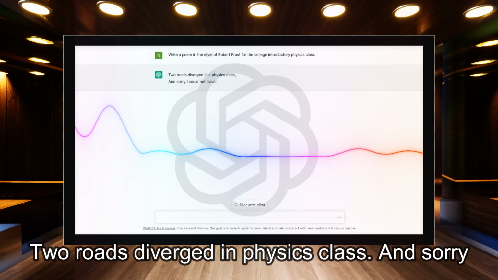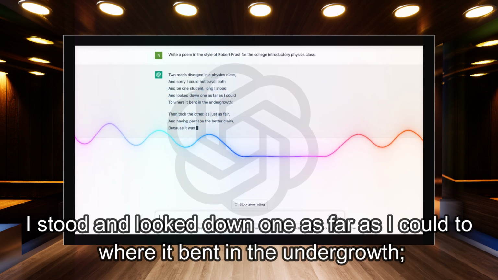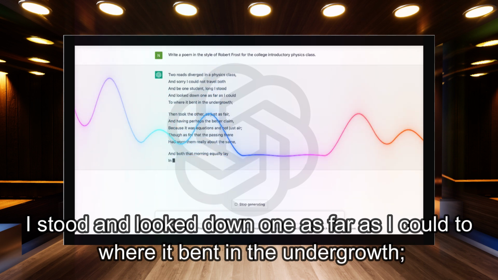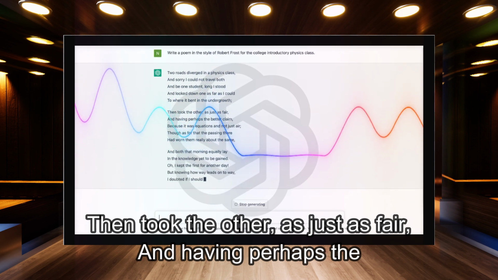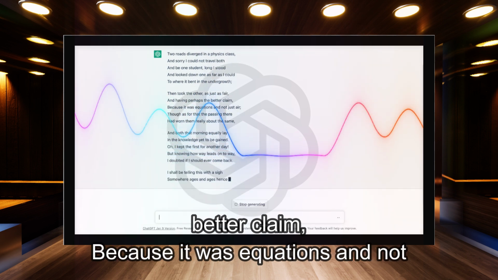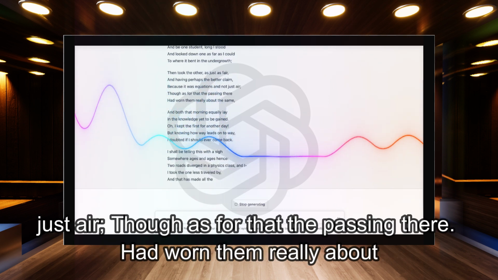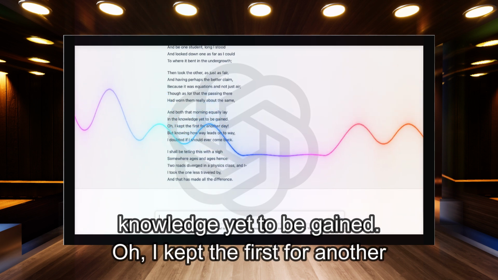Two roads diverged in a physics class, and sorry I could not travel both, and be one student, long I stood, and looked down one as far as I could, to where it bent in the undergrowth. Then took the other as just as fair, and having perhaps the better claim, because it was equations, and not just air, though as for that, the passing there had worn them really about the same, and both that morning equally lay in the knowledge yet to be gained.